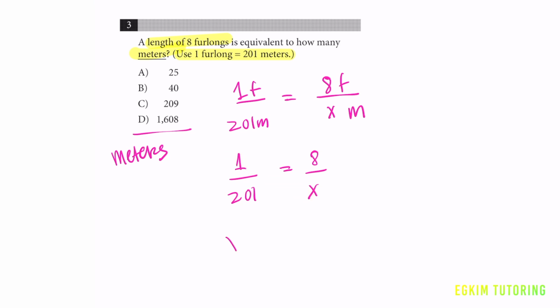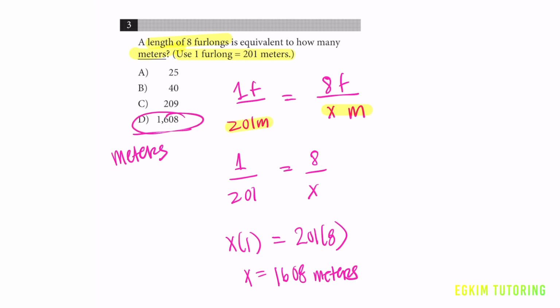So then we first have x times 1 is equal to 201 times 8. So we have x is equal to 1608. And if you forget the units for x, you can always refer back to the original setup and see what unit you wrote down. So in this case, it would be meters. And the answer would just be D.